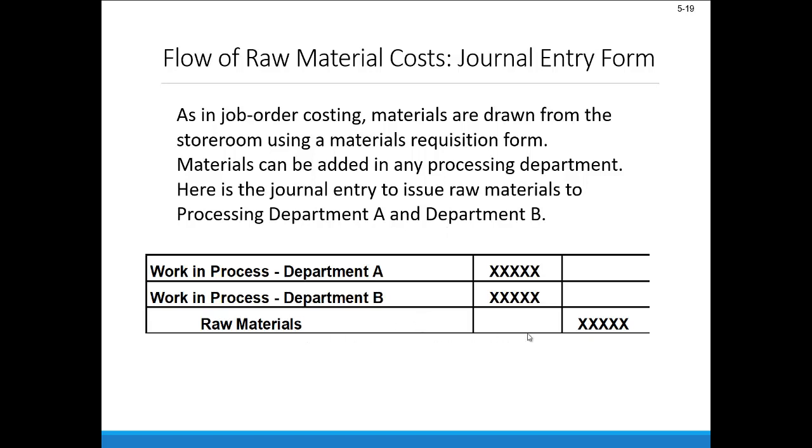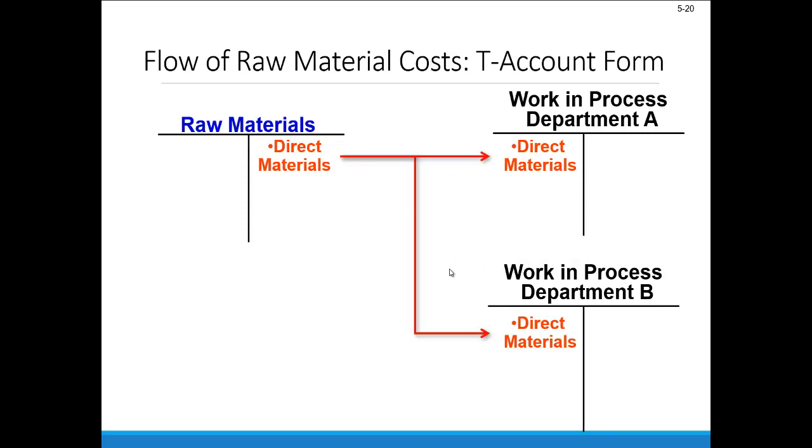We're going to have a credit to raw materials for the total amount of materials being used. And then we're going to see separate debits to each department for the amount of materials they're using in that scenario. So we'll see work in process department A for some amount and work in process department B for some amount. Again, these would be considered direct materials if we're booking those costs directly to work in process. And we'd see that flow in our T accounts just like we did before. Credit side, so raw materials getting hit there, and then the debit side of the work in process account for departments A and B, showing the use of those direct materials.